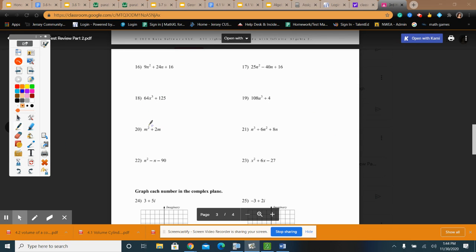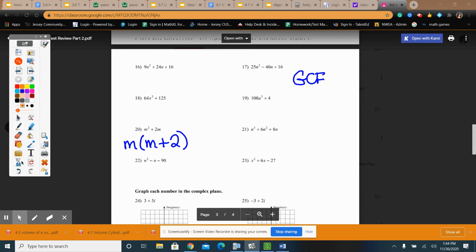Number 20 looks kind of special, but you should hopefully right away notice that there's a GCF on number 20. What do they both have in common? They both have an m in common. Divide it out, backwards distribute. M squared divided by m is m. 2m divided by m is just 2, and that's just it. That's GCF. That's it.